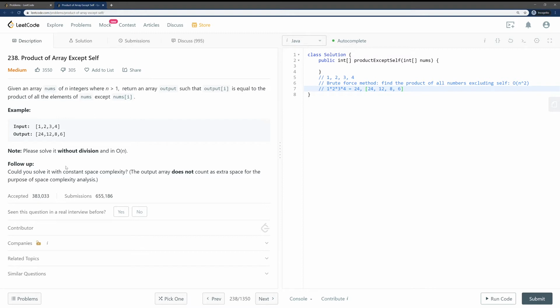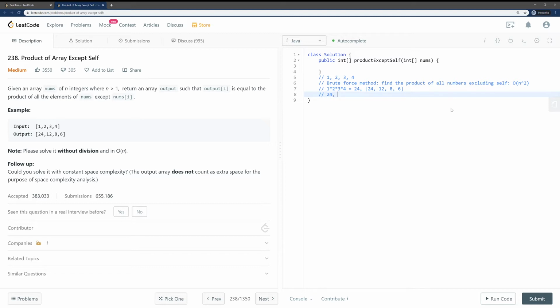But the note says that please solve it without division. So if we want to solve it without division, then we cannot use this algorithm either. So let's think about how we can solve it without division. Another way to find the answer: let's think about it this way. For the first location, if we know the multiplicative result of 2, 3 and 4, then that would be the answer, 24.